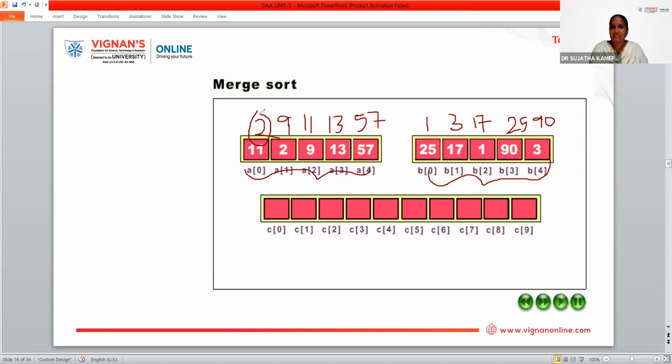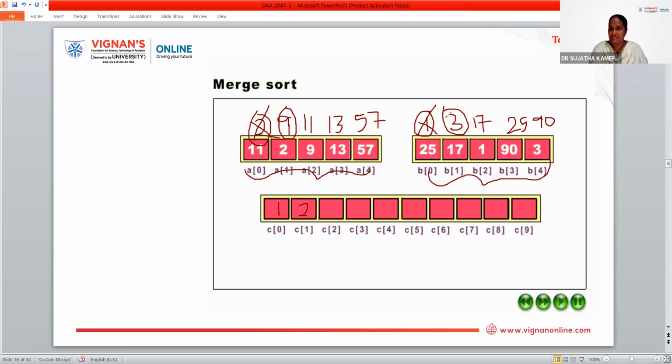The first element in the first subarray is compared with the first element in the second subarray. Since I arranged all the elements in increasing order in both subarrays, I want ascending order arrangement, so the smaller element is placed first. Since I completed merging that element, I'll consider the next element from this list only. Now this element is compared with this element. Since this is smaller, it is moved here, and I'll take the next element from here.